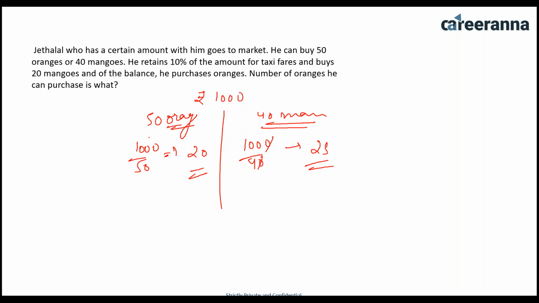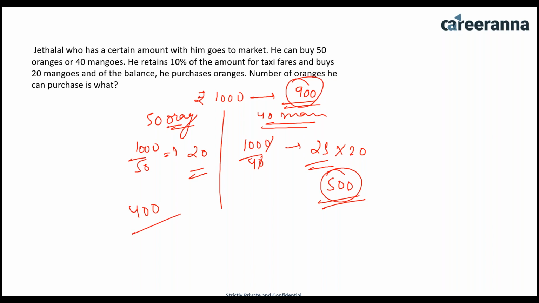20 and 25, isn't it? Now 10% is gone. 10% of this value is 100. So now I have 900 rupees with me. And I bought 20 mangoes. What is the value of 20 mangoes? Multiplied by 20. Isn't it 500? Yes, I have 400 left. So in 400 rupees, how many oranges can I purchase? 20. The answer to this question is 20 oranges. Is it clear now? Any doubt?